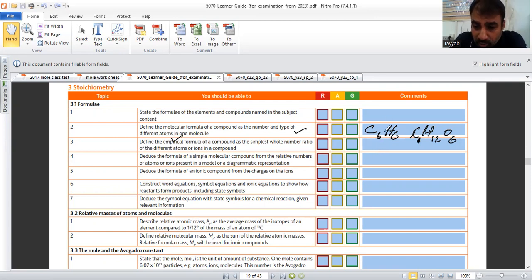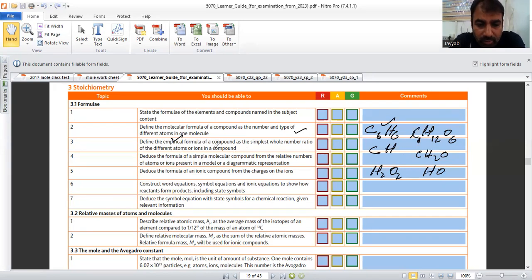For the same compound, I would like to show you the empirical formula. For example, the empirical formula for the above compound, which is benzene, is CH, and for glucose it becomes CH2O. That is the simplest whole number ratio. Same like for hydrogen peroxide, H2O2 is the molecular formula and HO is its empirical formula. Hope you understand what is meant by molecular formula and what is meant by empirical formula.